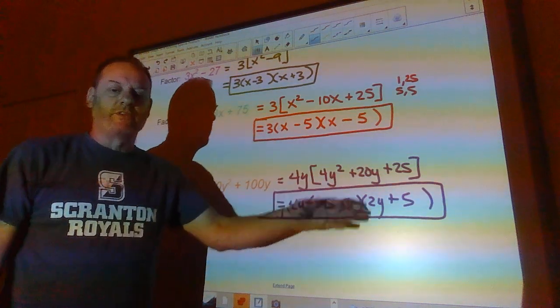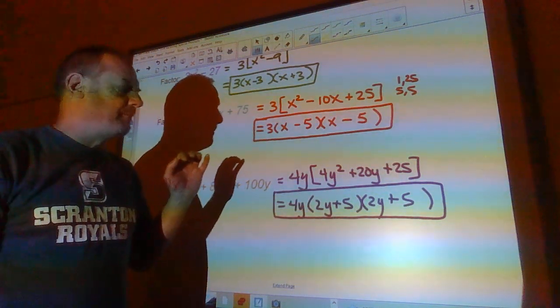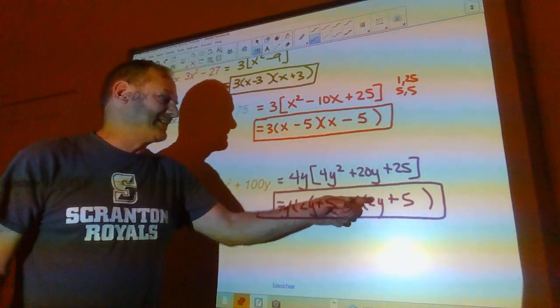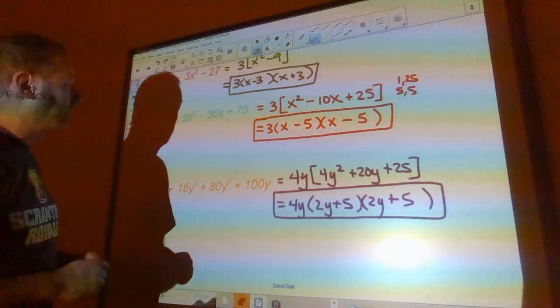As you do more and more of these, you will become much faster and much more proficient at looking at this and seeing what these are going to be quicker and quicker.